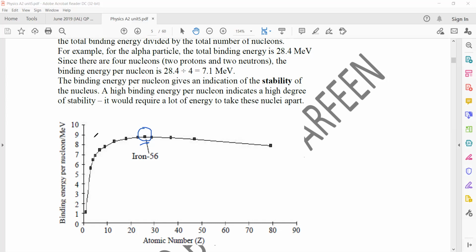So the graph shows that iron has the highest binding energy per nucleon. Other nuclei are there, but they have lower binding energy than iron. That is also a reason why heavy nuclei undergo nuclear fission and lighter nuclei undergo nuclear fusion. So what is the reason? Because they want to reach nuclear stability, and they can reach this stability once they have the highest binding energy per nucleon.